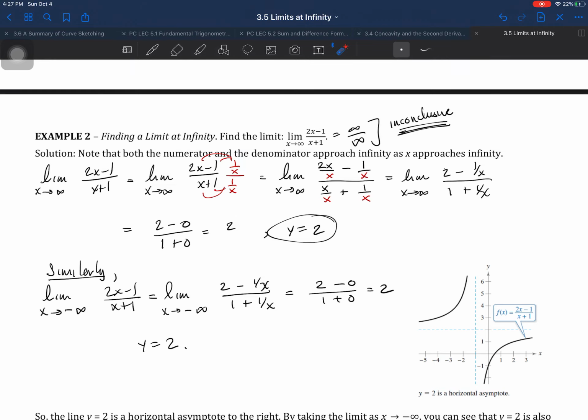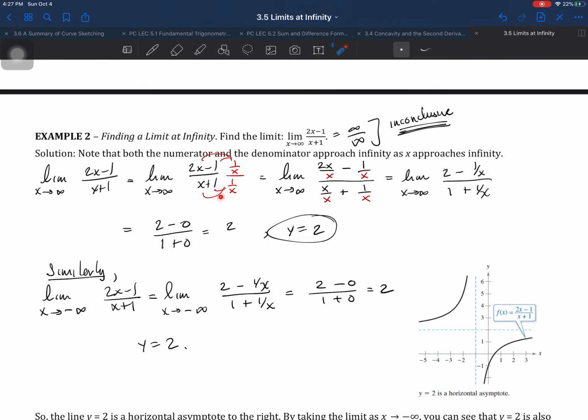What's the highest power of x? x to the power 1. So once you figure that out, you're going to use x to the power 1 and divide the entire denominator and the numerator by that. So it's technically doing this: 1 over x, 1 over x. Technically you're multiplying by 1 because you're dividing by the same thing.